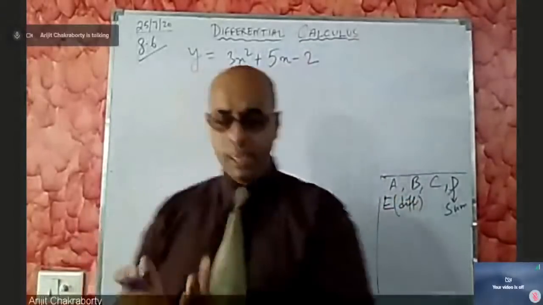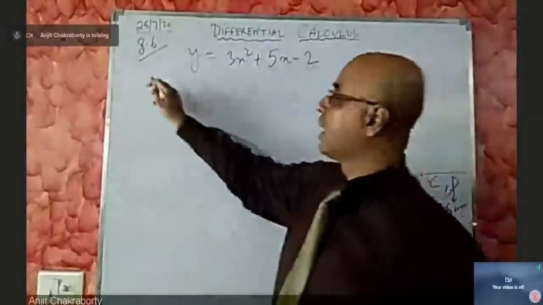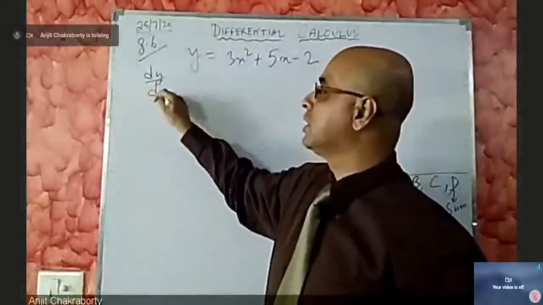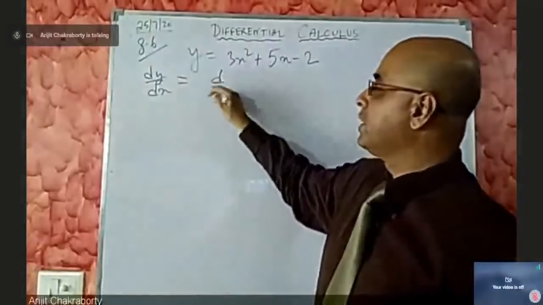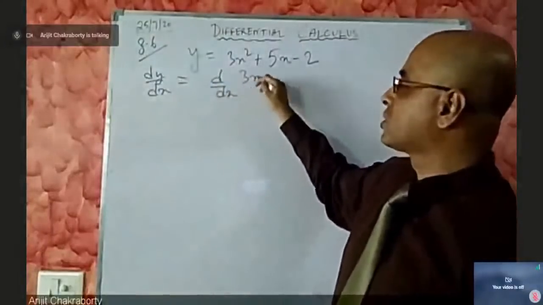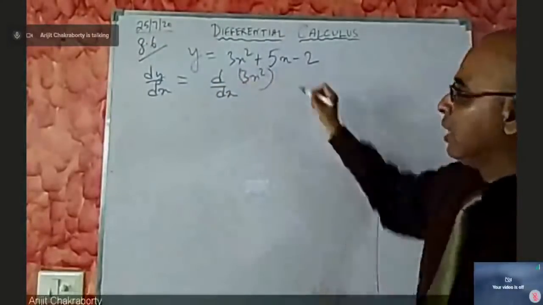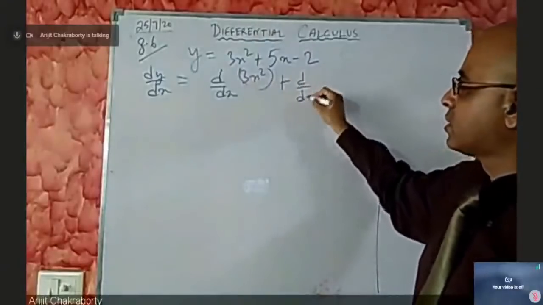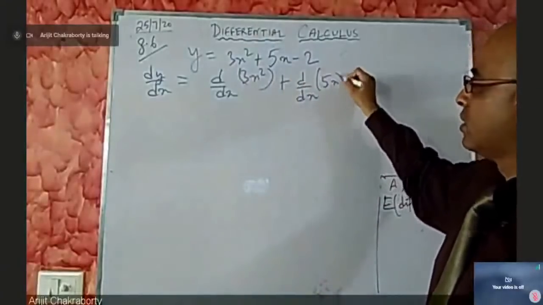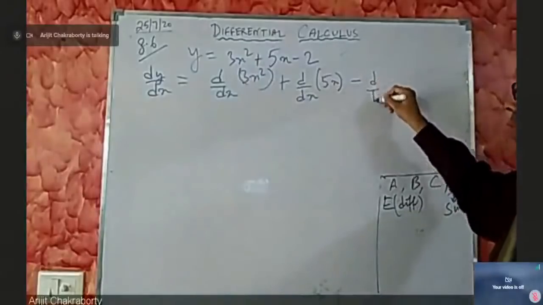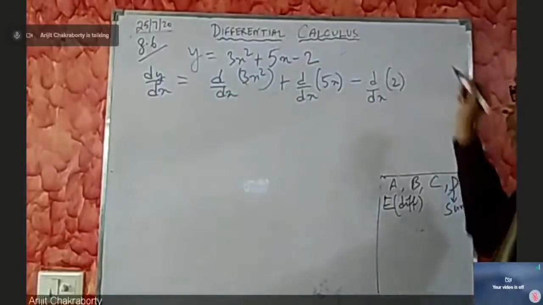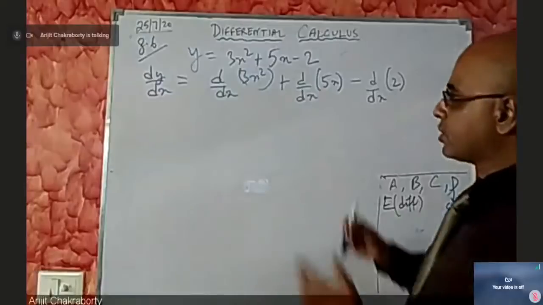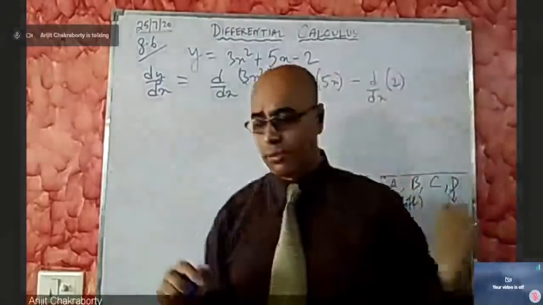difference application. So we first find dy by dx is equal to d dx of 3x square plus d dx of 5x minus d dx of 2. Okay, so this is the direct application of the formula.